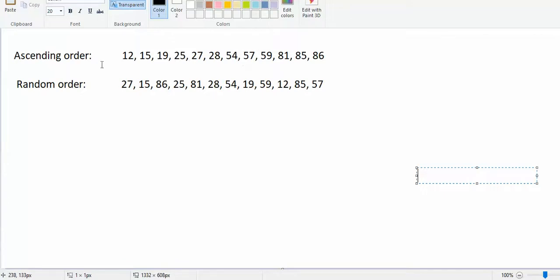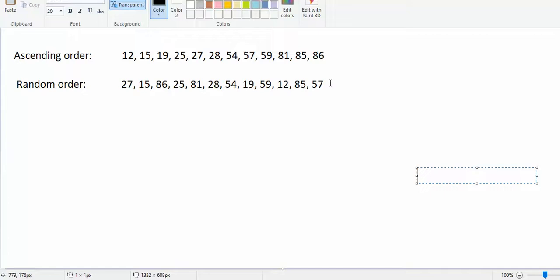Then, after group one is finished, I would present the slideshow to group two. Group two would watch the same list of numbers, but in a random order, like this right here, a shuffled order. Then at the end of the slideshow, group two would be asked to write down as many numbers as they remember in any order.